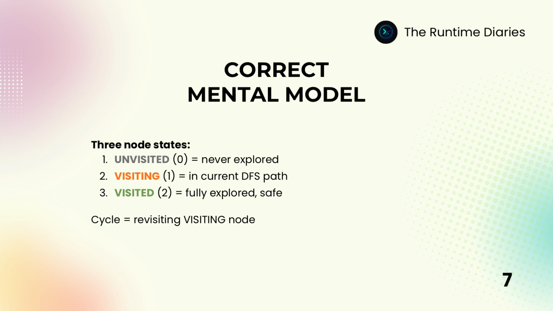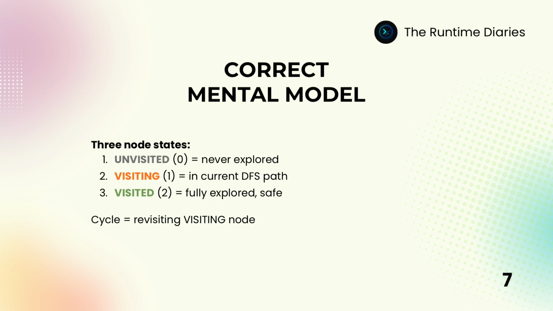Here's the correct way to think about this problem. Every node in the graph can be in one of three states. State 1 is unvisited, which we can represent as 0 or simply not being in any set. This means the node has never been explored. State 2, visiting, which we can represent as 1 or being in a currently visiting set. This means the node is currently part of the active DFS recursion path. We're in the middle of exploring this node and its descendants.